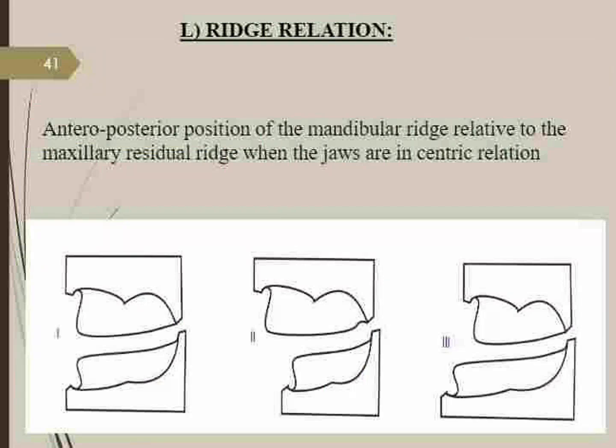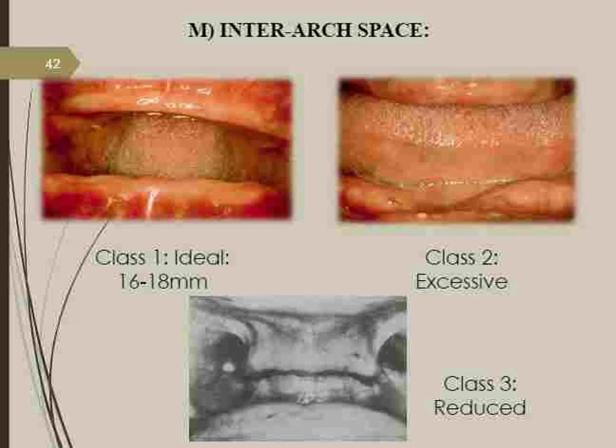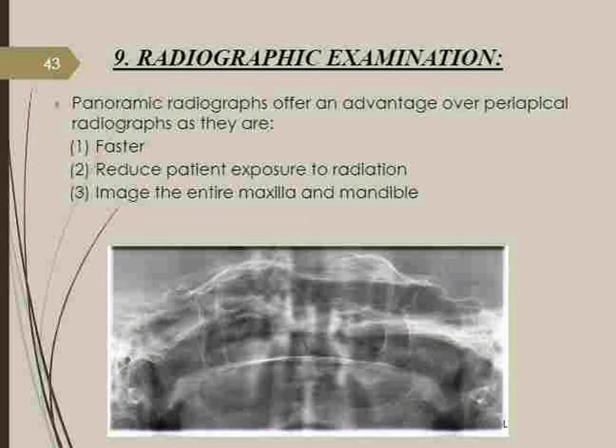The ridge relation is important to be determined to see if there is a class 1, class 2 or class 3 maxillary and mandibular ridge relation. The intraoral space, the ideal is 16 to 18. Sometimes there can be an excessive intraoral space, or the intraoral space could be drastically reduced. In that case, you need to be doing alveoloplasty, or when there is excessive intraoral space it shows that there is more amount of resorption, and you should be thinking about alternative procedures or ridge augmentation procedures.